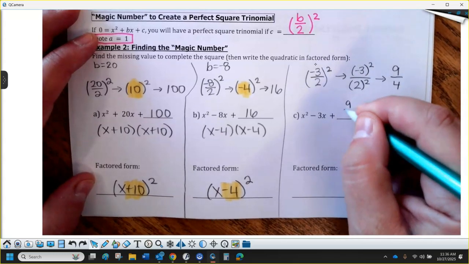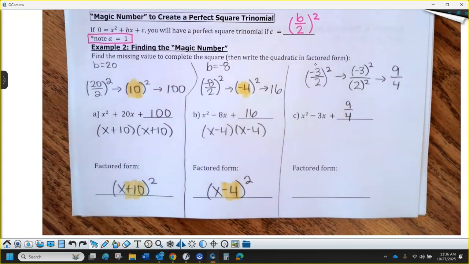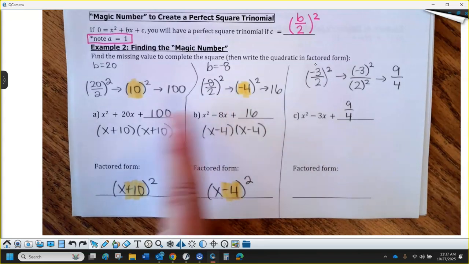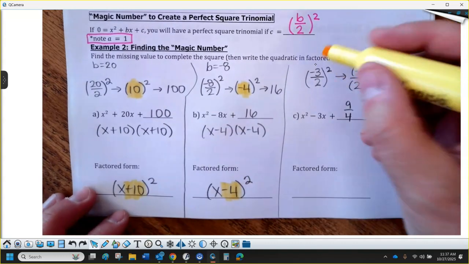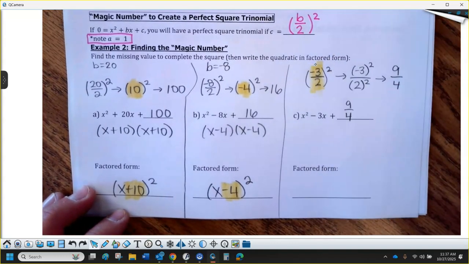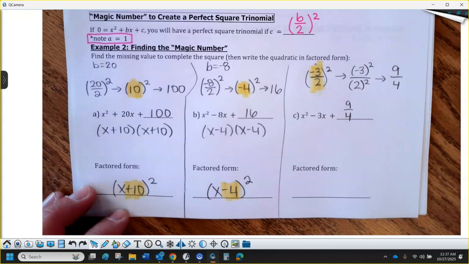So that's the number that would have to get added in here to make this. Okay, now, I know this is a little bit weird. Don't change it to a decimal, just leave it as a fraction. Now, remember what I just told you. I swear, whatever you squared, that's your factor. Well, what I squared was this, negative 3 over 2.